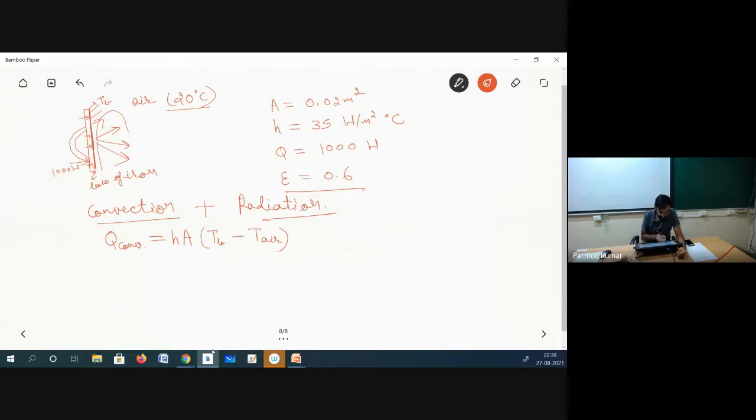Then, apart from this, we will also have some radiation. Can you tell me how much will be the radiative heat transfer between the surface and its surroundings? The net rate of radiative heat transfer.